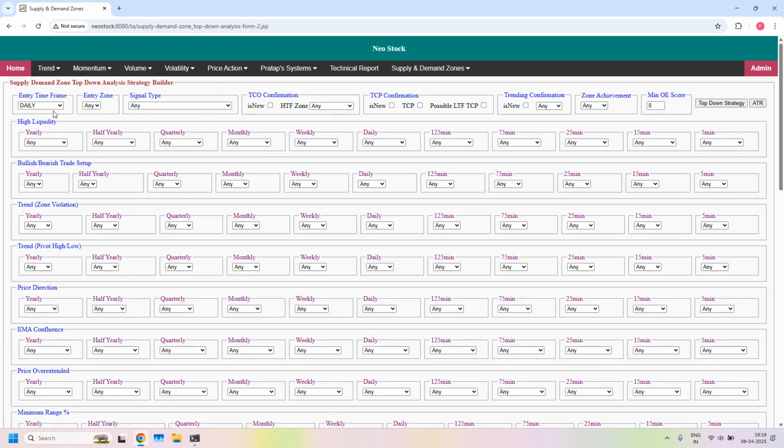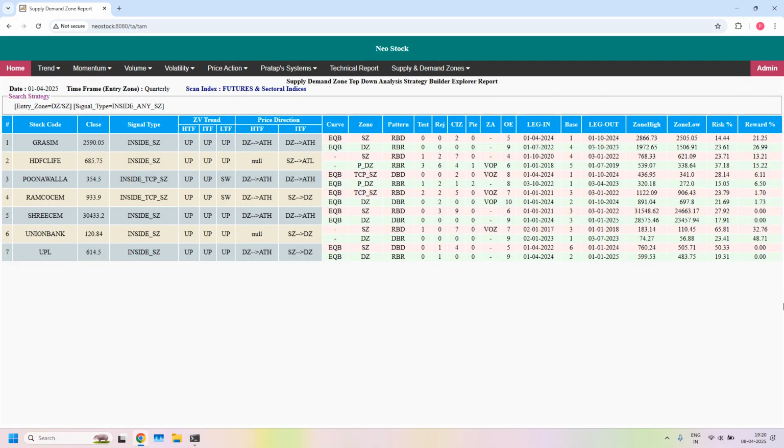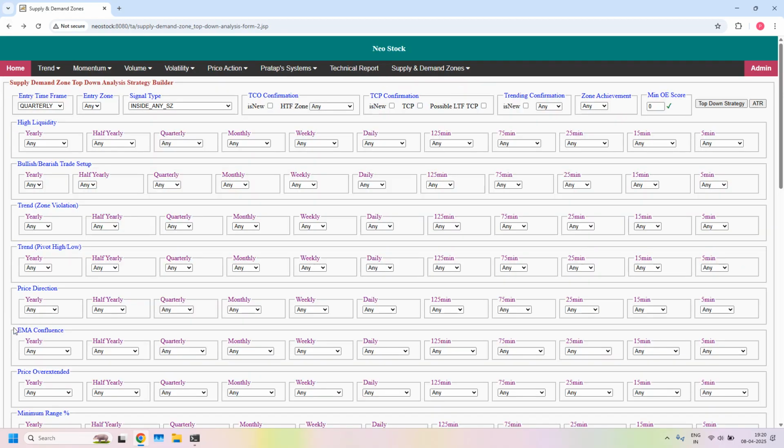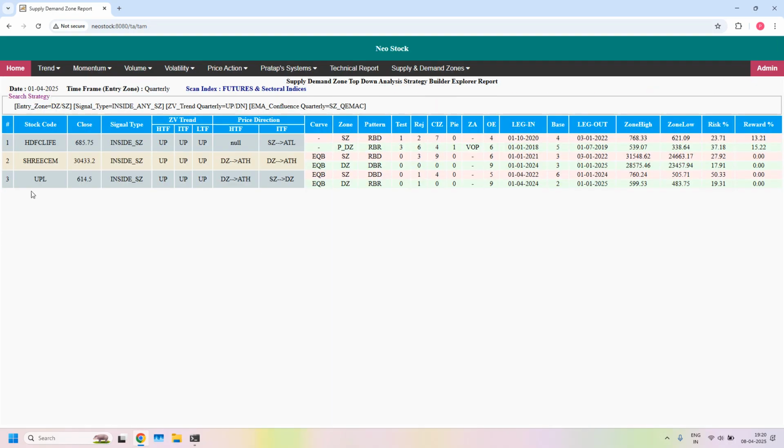Okay, next quarterly time frame. Price closed inside the quarterly supply zone. We got 7 stocks. We can further filter based on EMA confluence. At quarterly supply zone having quarterly EMA confluence. Trend on the quarterly can be up or down. We got 3 stocks.